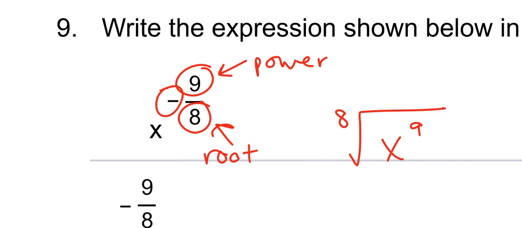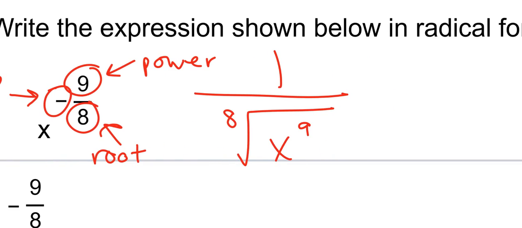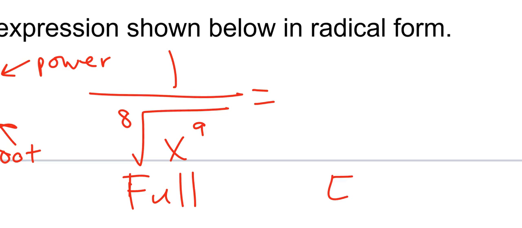And then what about the negative one? That's the flip, right? So that creates this situation right here. That is a full credit answer. But I believe when we did this question in class, there was also an extra credit version. What was that extra credit version?